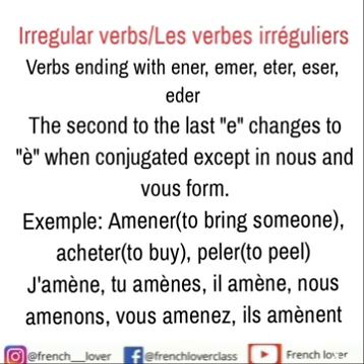Nous amenons. Okay, you remove that sound. Vous amenez. Ils amènent. You put back that sound. J'amène, tu amènes, il amène, nous amenons, vous amenez, ils amènent. Okay? Don't forget the accent. Except in nous and vous, you remove it.